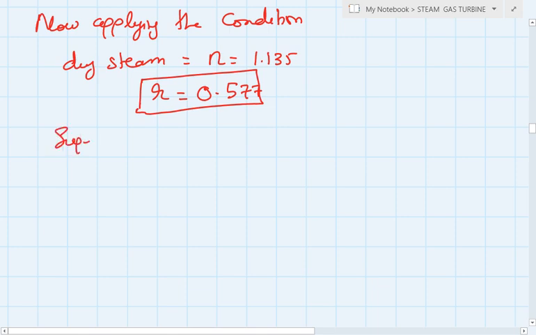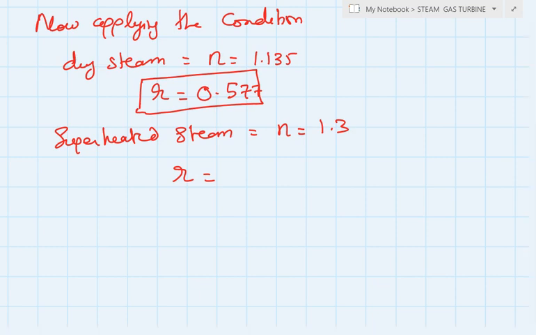For superheated steam, n equals 1.3. The value of R is 0.545.